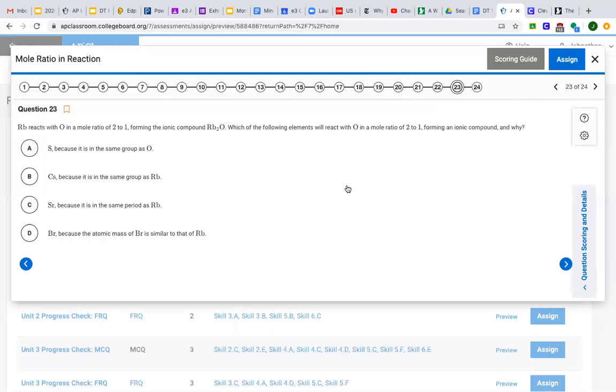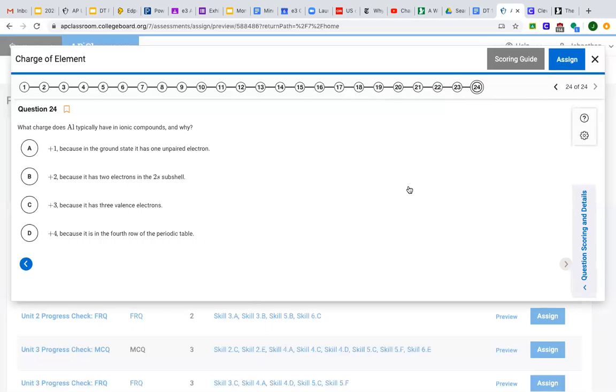Rb reacts with oxygen in a mole ratio of 2 to 1. Which other element below will do the same? I got B. B, cesium. If you're in the same group, you react in the same ratio to form ionic compounds, generally speaking. Okay, 24. What charge does aluminum typically have in ionic compounds, and why? C, right? Yeah, +3 because it has three valence electrons. Very, very good. Okay, any questions about those, gentlemen?